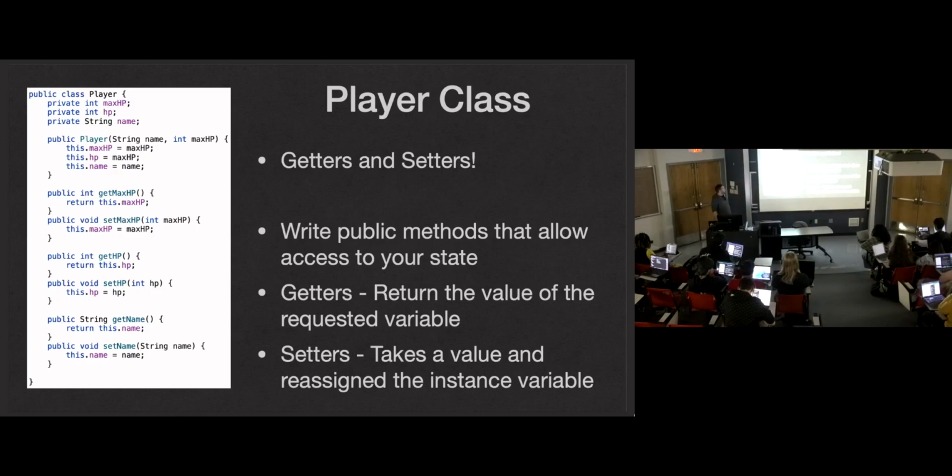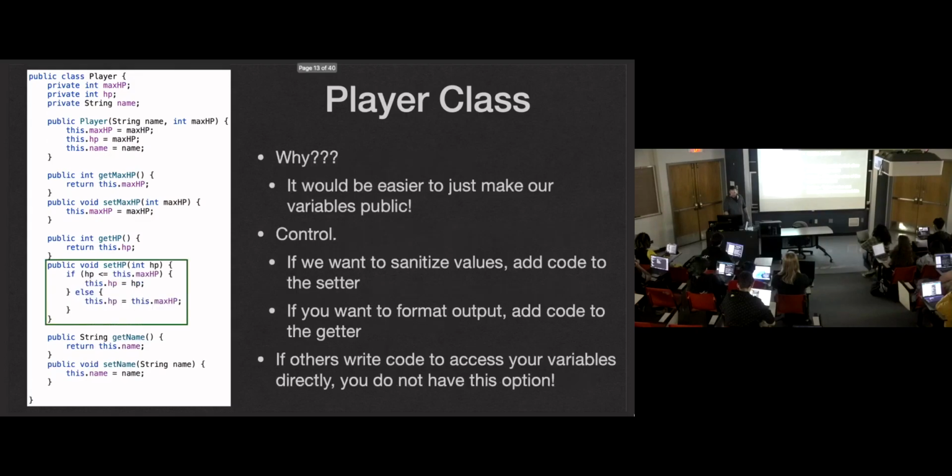So getters and setters. We're going to make public methods. Getters just return the value of your instance variable. Setters take in a value and set the value of that instance variable to whatever value it got. So in this way, we are exposing our instance variables to the public. The question you better be asking is, why would we do this? This is terrible. I could have just made those variables public and skipped all of this.